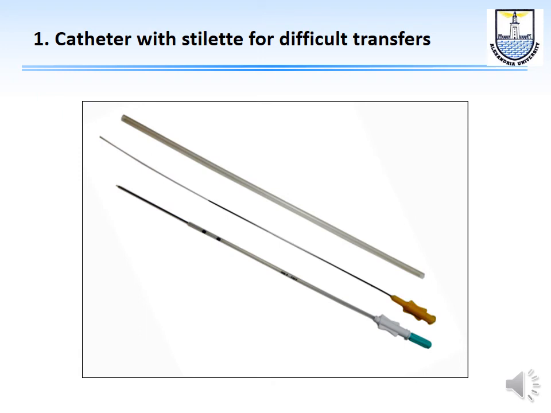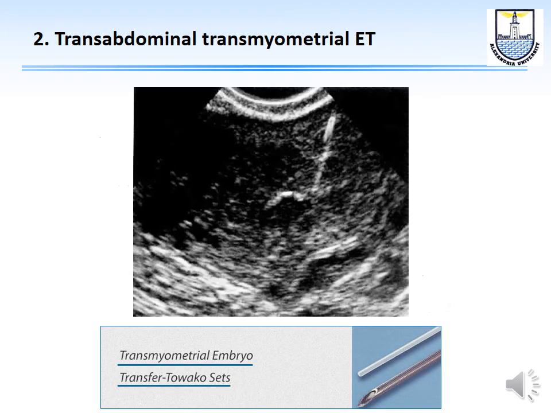So here, this is the catheter with the stylet, as I said, which is specific for difficult transfer because it has the stylet which one can bend according to the inclination of the uterus or the uterocervical angle. Then people have tried to do transabdominal transmyometrial embryo transfer, to do it through the tummy. To cut a long story short, it is not successful.